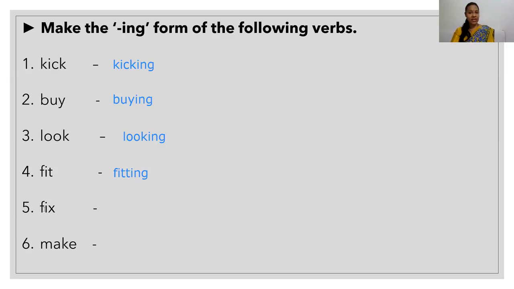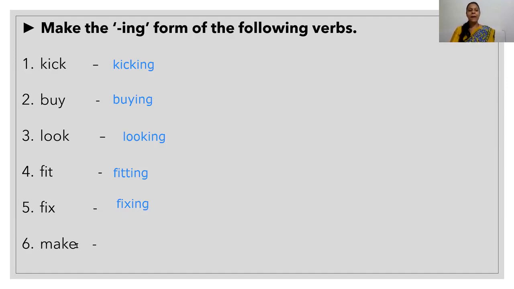Next, fix. F-I-X. Very similar to fit. But what should I do? Should I double the final letter X because there is a single vowel I before it? No, we never double the letters X, W and Y. So to convert it into its ing form, we are going to simply add ing. So the ing verb is F-I-X-I-N-G.